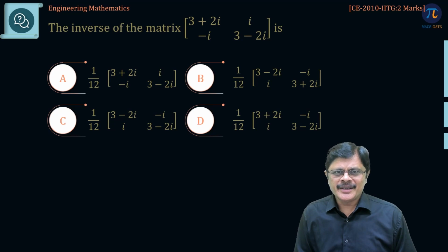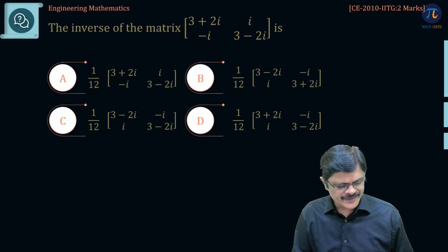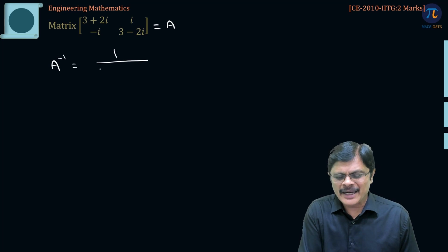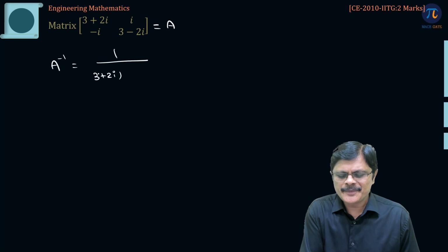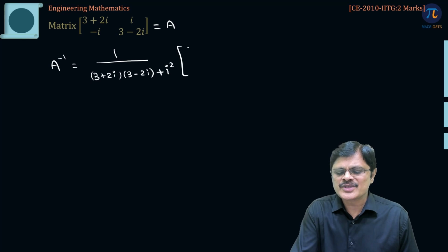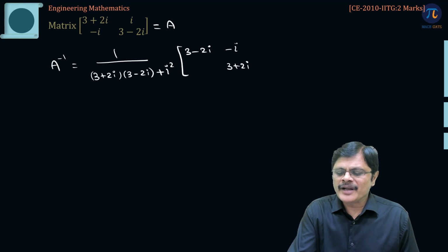Next question. Again, the inverse of a 2 by 2 matrix, but this time it is a complex matrix. Whether it is a complex or real matrix, you can use the same procedure. So this is your matrix A, and we need A inverse. 1 by AD minus BC, that is (3 plus 2i) into (3 minus 2i) minus i into i, that is minus i square, minus of minus, plus i square. And here swap the main diagonal elements. Here you get 3 minus 2i, and here you get 3 plus 2i. Change the sign of the off diagonal elements.